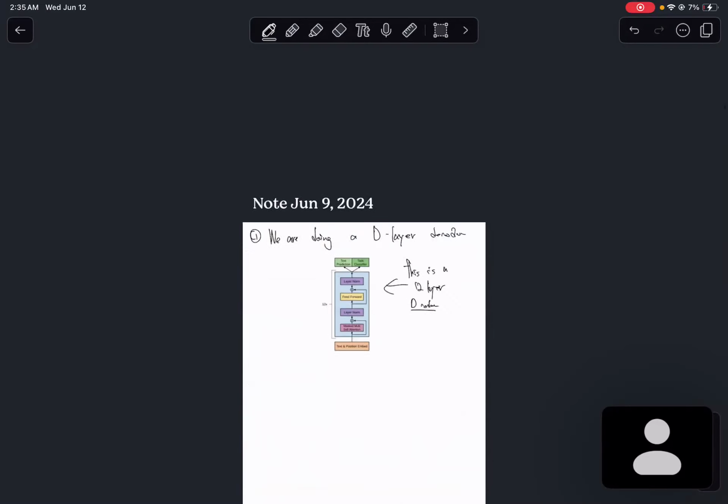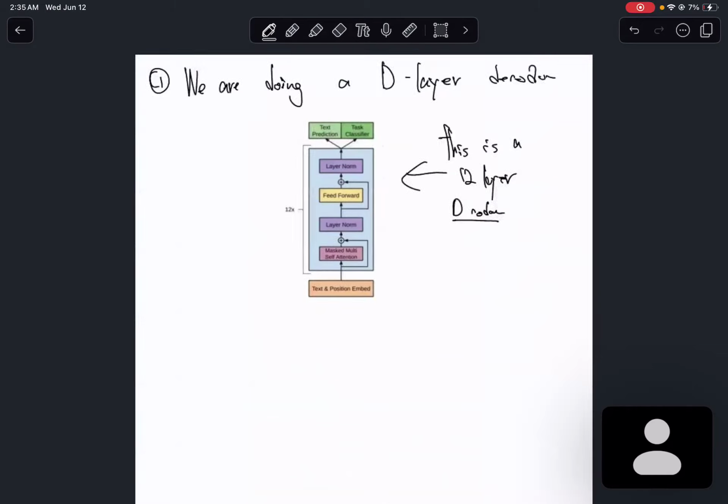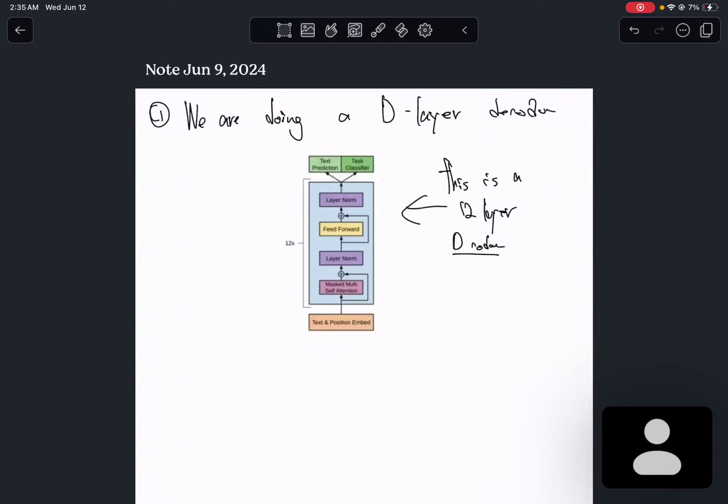Hello guys, today we're going to talk about the MEMIT paper. Before we start, I would love to talk about some prerequisites for the paper. At first, the paper is focusing on a D-layer decoder. We're not doing an encoder-decoder, we're not doing an encoder, we're focusing on only a decoder architecture.